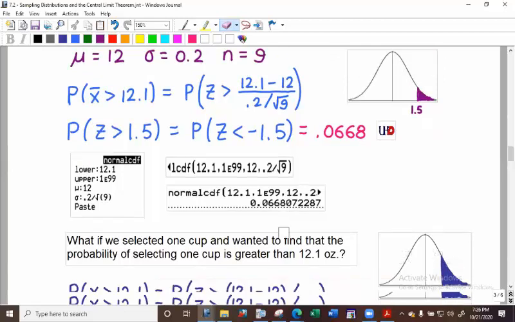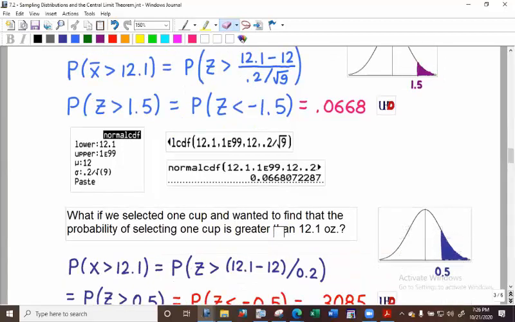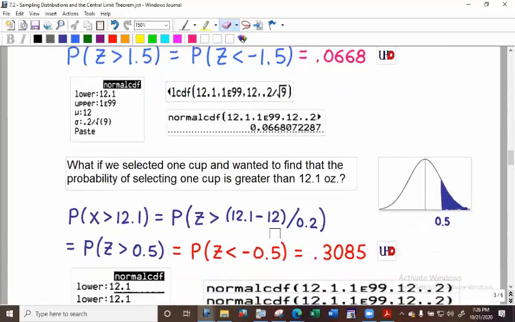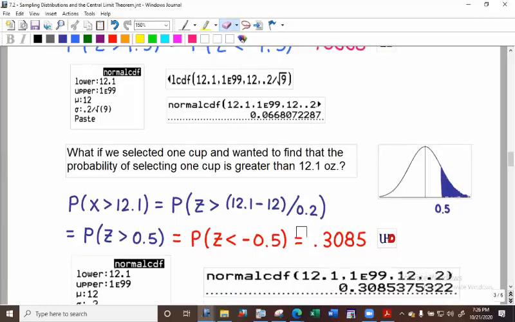What if we selected 1 cup and then we want to find the probability that 1 cup is greater than 12.1 ounces? So that you see the difference here. You're just dividing by 0.2 this time instead of 0.2 divided by the square root of n. But it's kind of interesting here. You could divide by the square root of n, but if n is 1, 0.2 divided by the square root of 1 is still 0.2. So you could actually use that square root of n for all of these, but you don't need to whenever it's just 1.